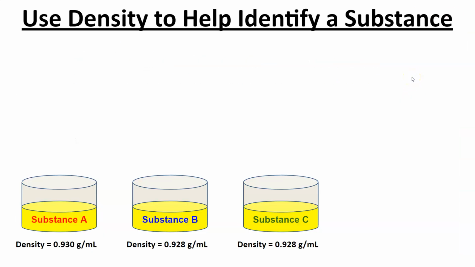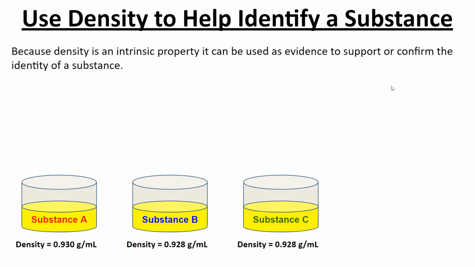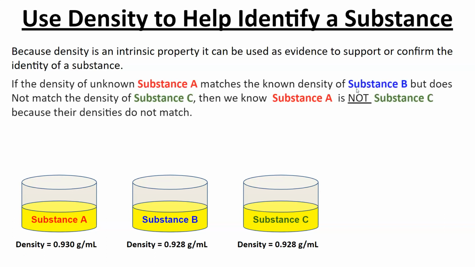Now, how is density helpful here? You're going to use density to help identify a substance. Because density is an intrinsic property, it can be used as evidence to support or confirm the identity of a substance.